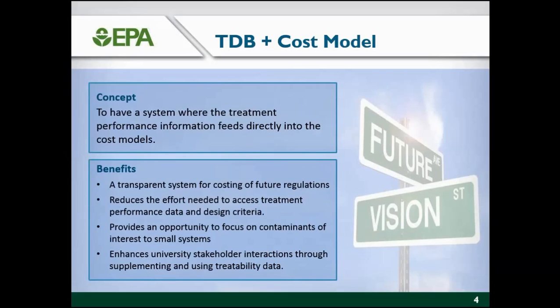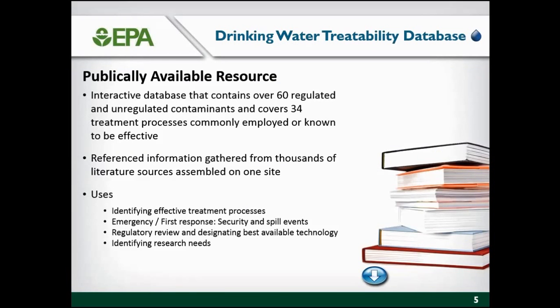So here are those benefits: transparency, needing to reduce the effort to get cost data, provides an opportunity to focus on contaminants of interest to small systems, and I'll get into a little bit of how it can uniquely take into account small systems. And finally, I'll touch in the very end of the talk how we can work with universities both in supplying the data and using the data.